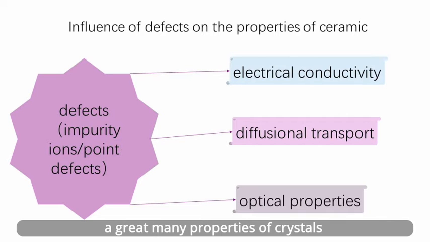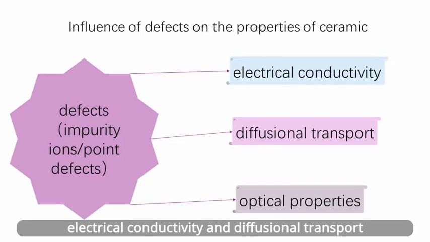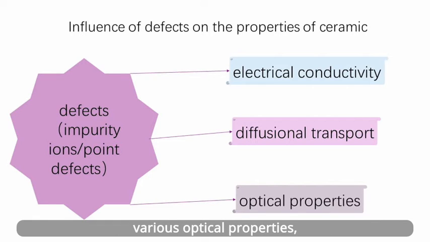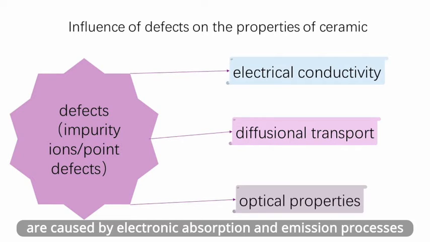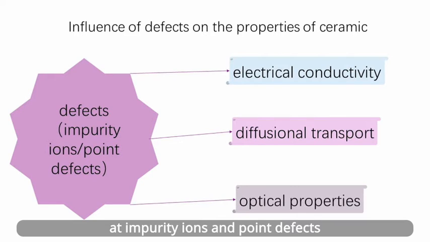A great many properties of crystals are determined by imperfections. Electronic conductivities and diffusional transports in most ceramics are determined by the number and type of defects. Various optical properties, for instance, those giving rise to color and laser activities, are caused by electronic absorption and emission processes, and impurity ions and point defects.